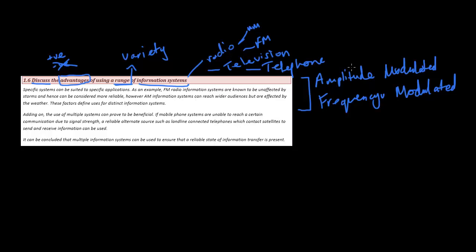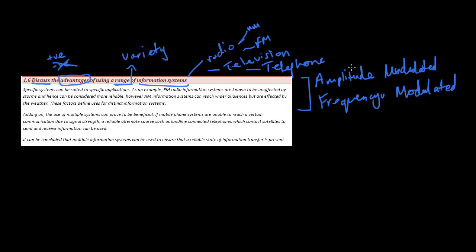So in storms, AM radio will struggle, even though new technology has been making it a little better, but AM radio still will struggle under intense weather, something like a supposed storm. Whereas in frequency modulated radio, FM, weather doesn't really affect it at all. So these two systems have advantages in each.